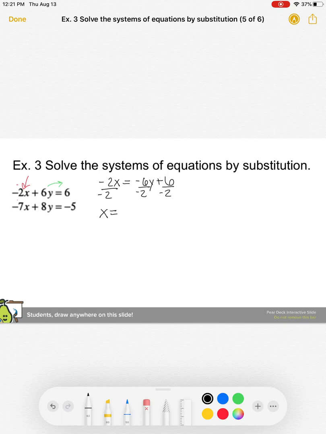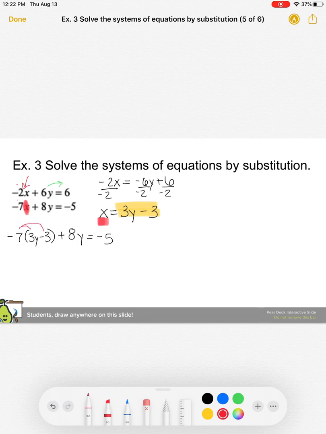So x equals negative 6 divided by negative 2 is a positive 3y. 6 divided by negative 2 is a negative 3. So now we're going to take this whole thing and put it in place of x in the other equation, because in this case I have x equals, so I need to put it in place of the x over here. So, I'll show substitution here. We have negative 7, parenthesis, 3y minus 3, plus 8y equals negative 5. So we substituted in place of x because we had an x equal problem instead of a y equals.